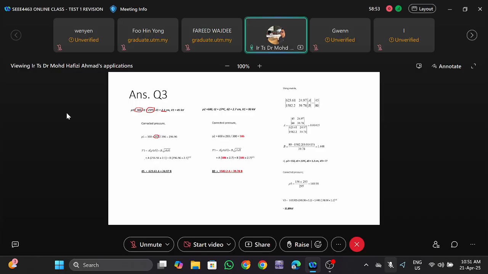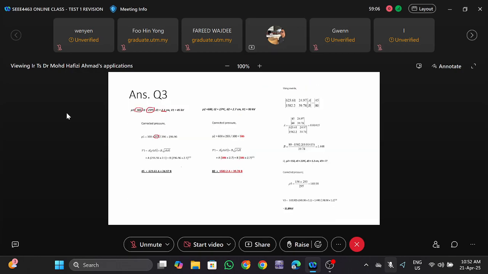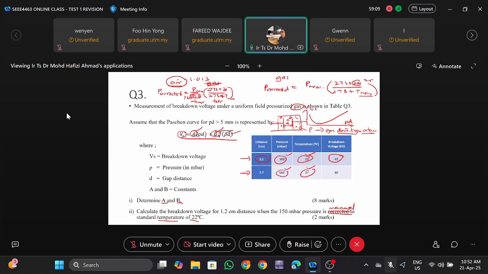Yeah, and then you have the V1. The first V1 is 45 kV, right? The gap distance between the two electrodes here is 2.1 centimeters, and it resulted in a breakdown voltage of 45 kV for the first condition. The second condition is a breakdown of 80 kV. The gap distance is longer compared to 2.1, so it caused the breakdown voltage to become higher. So it becomes 80 kV.